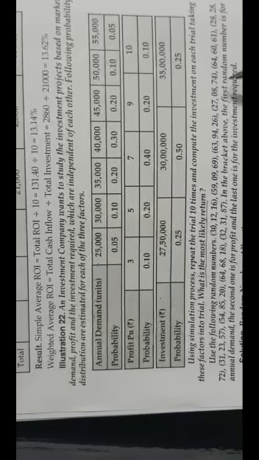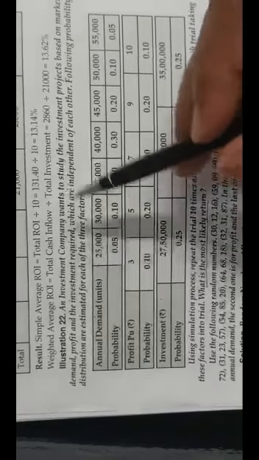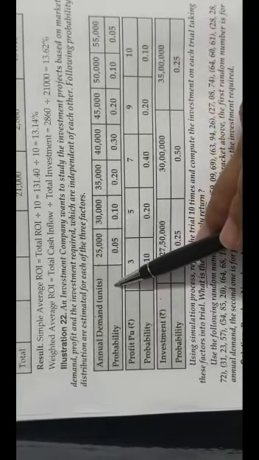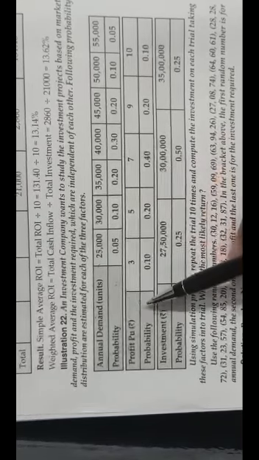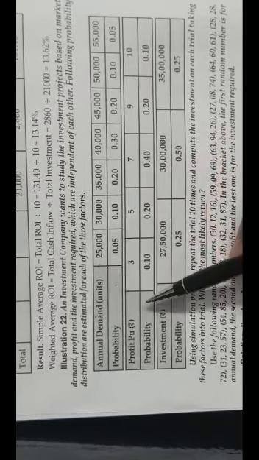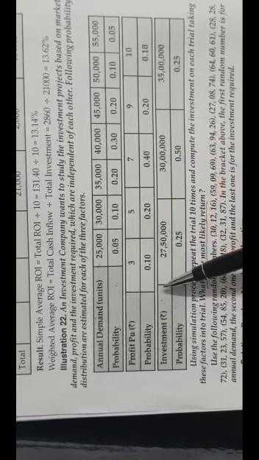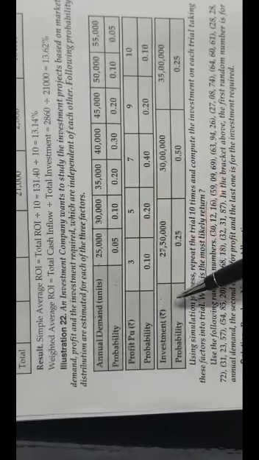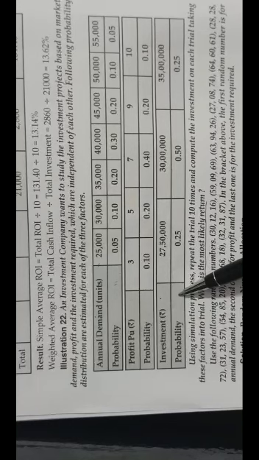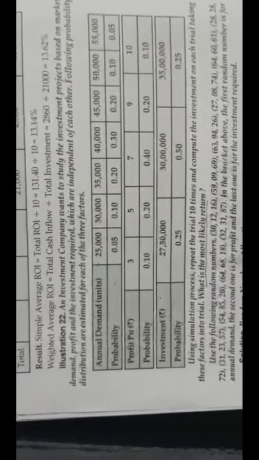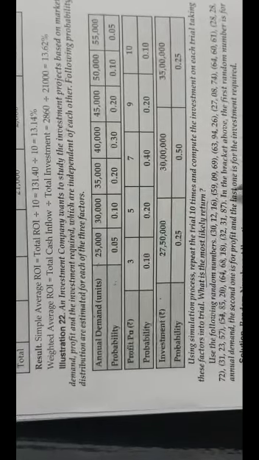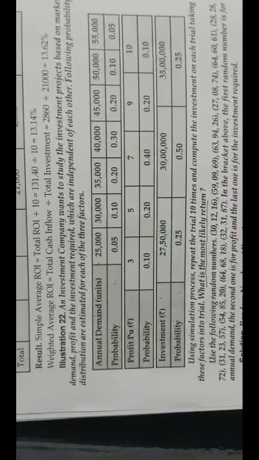So same thing, first we need to make the three tables: annual demand, probability, cumulative probability, and assigning the random numbers; profit, probability, cumulative probability, and assigning the random numbers; and the third one, investment, probability, cumulative probability, and assigning the random numbers. And the fourth table would be the simulation table, where we would have 10 trials and these would be the random numbers.